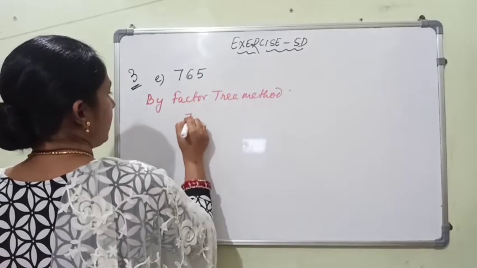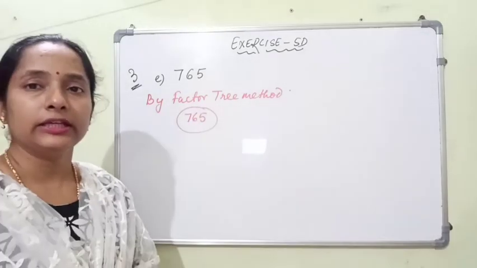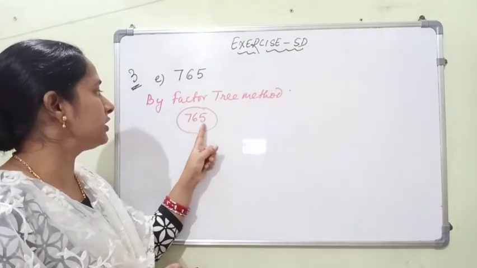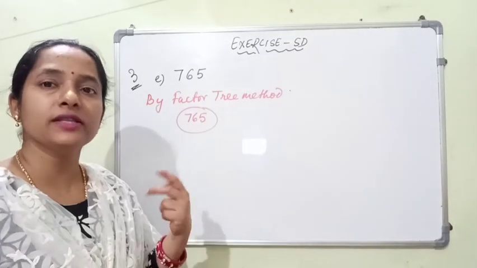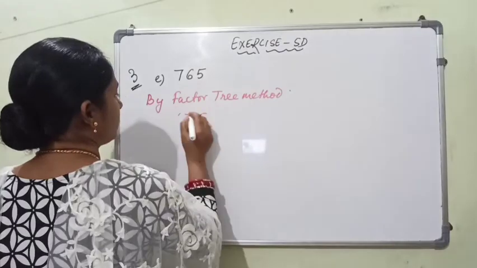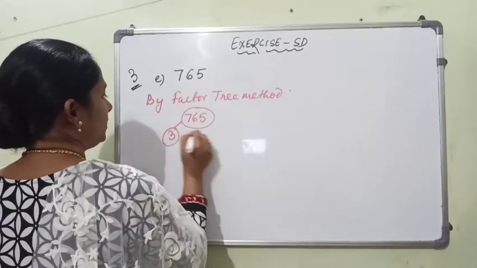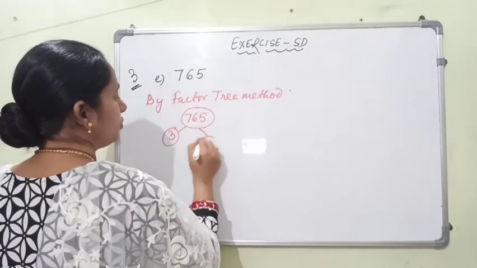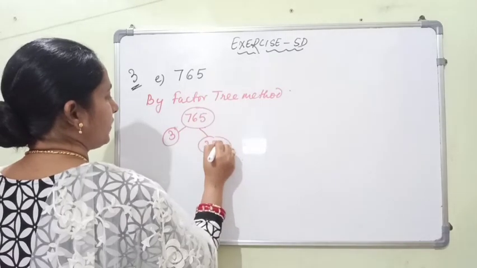765 is given. We know that 765 is divisible by 5 as we have 5 in the units place. Even just go for the sum of the digits: 7 plus 6 is 13, 13 plus 5 is 18. So this number is divisible by 3 also. Let us go to the least prime factor first. So 3, how many times will it go? 3 2s are 6, 3 5s are 15.